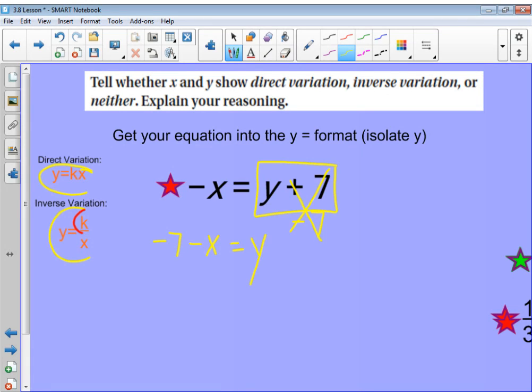So do either of these follow that format? That one involves multiplication, this one involves division, and we're working in this one with subtraction between the x and the constant. So this would be neither, and that's because it's involving subtraction and not multiplication or division.